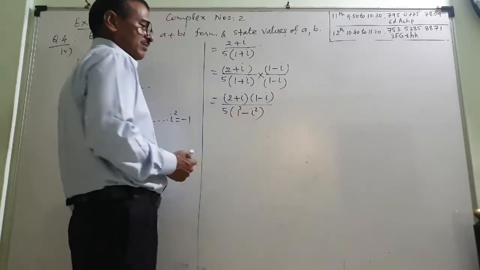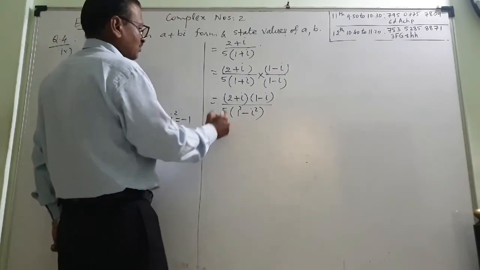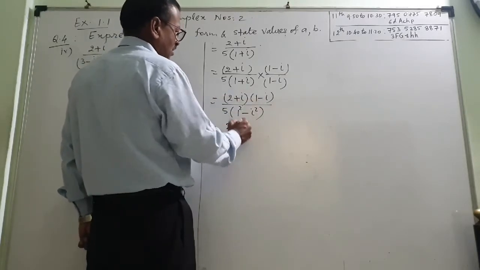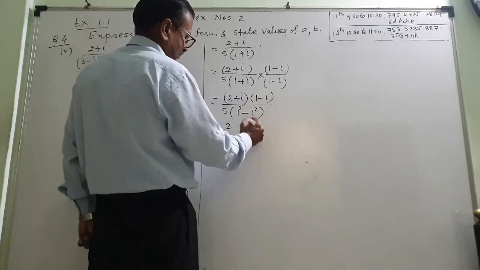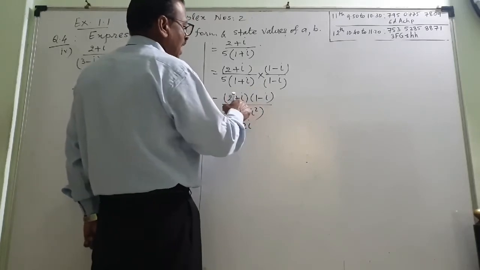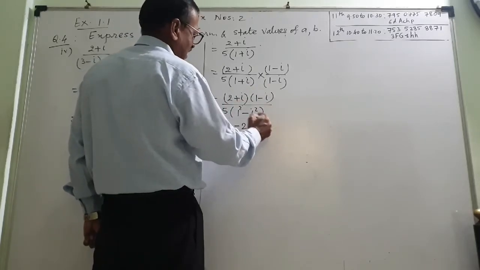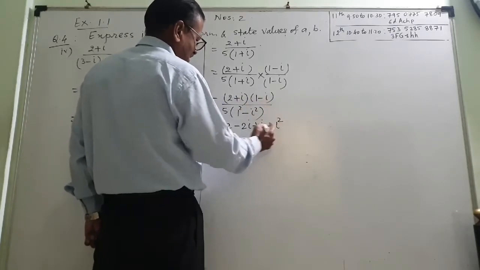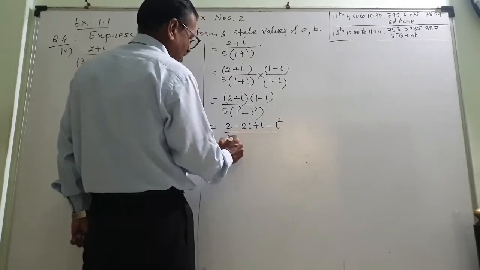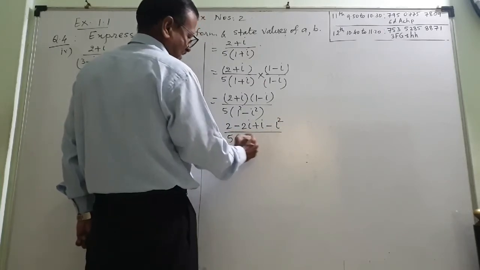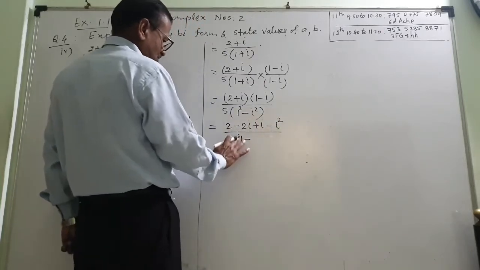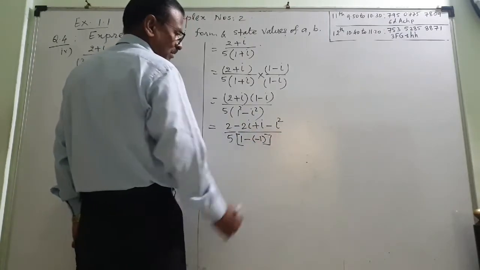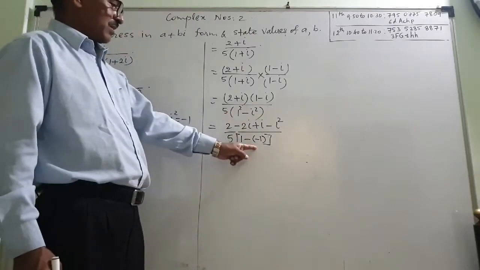Directly you can write 1. Now that is equal to, now this multiplication by 2 I will do, 2 1s are 2 minus 2i. Now by this, i into 1 is plus i, and i into i is i square, and this is minus, so minus i square upon 5 into bracket 1 minus i square. So for that I have to write the value minus 1.